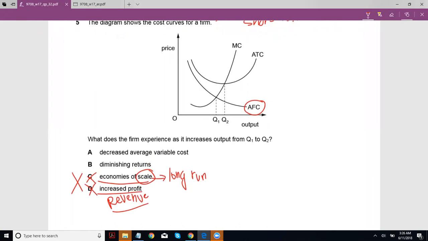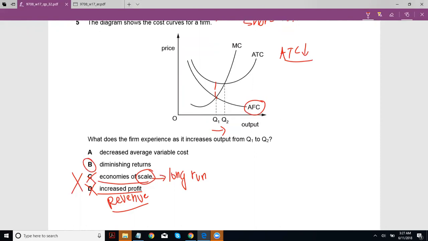One might be like, okay, let's look here. You've gone from Q1 to Q2, and your average total cost has fallen. Profit is revenue minus cost. If cost is falling, profit should increase. But you don't know what's happened to revenue. Revenue could have also fallen. So that's why you can cross out D. You don't have enough information to make a judgment about profit. So it leaves you with A and B.